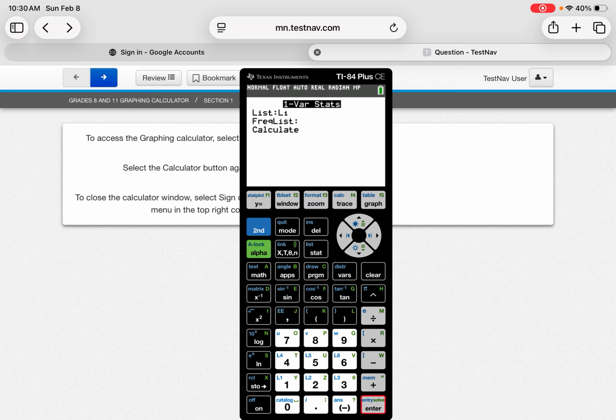Okay, now it should say List: L1, etc. We want to go down to Calculate, so you're going to scroll down and just highlight Calculate, hit enter.